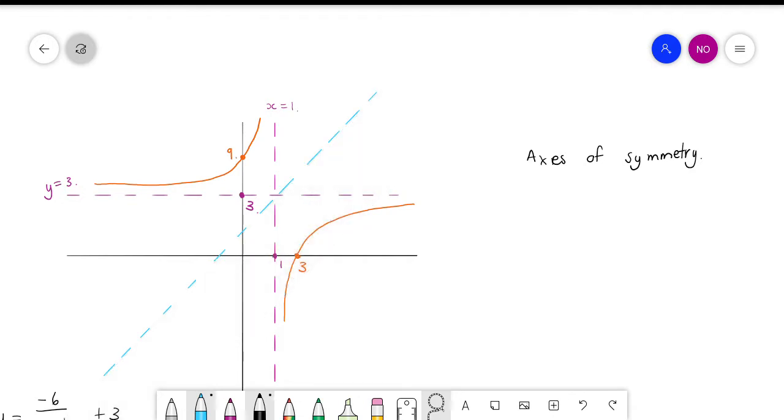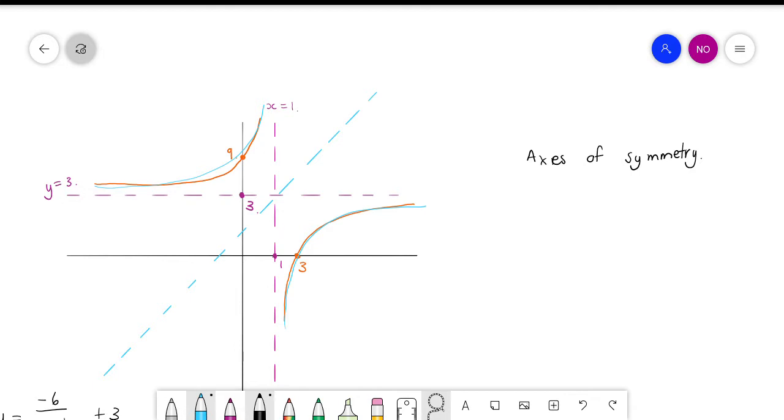Kyk net eers na daai ene. Sien julle dat as ek sou gaan en hierdie hyperbool vou op daai blou stippellyntjie. If this was a paper and this was drawn perfectly, if I folded it on that blue line, then this part and this part will fit perfectly on one another.